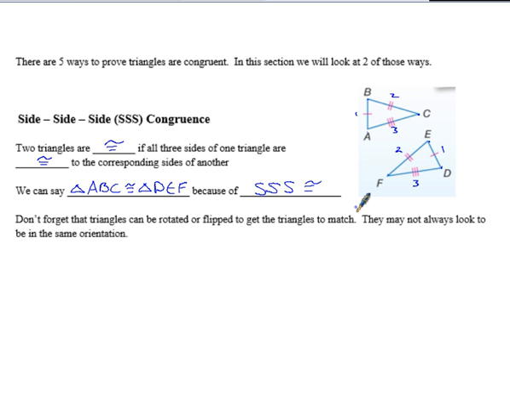So I want you to remember that the triangles may not look like they're congruent, but you're allowed to rotate and you're allowed to flip the triangles in such a way that you can get them to match up. So they might not always look like they're the same orientation. But if I take this triangle here and flip it over like a pancake, then it would match that triangle.